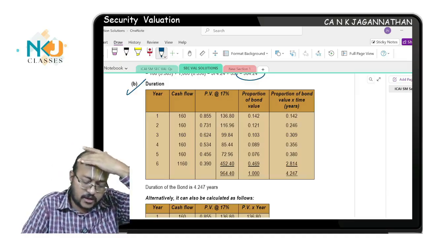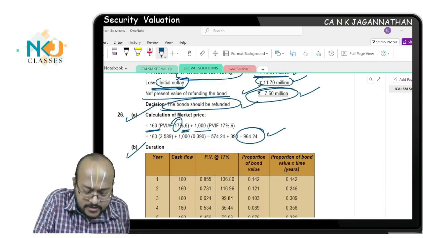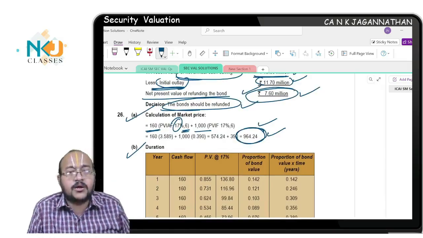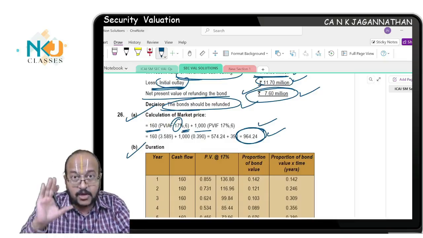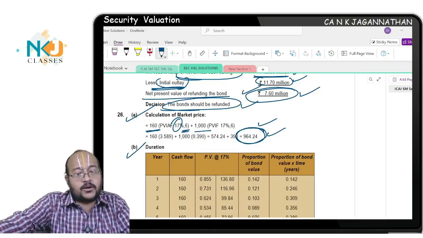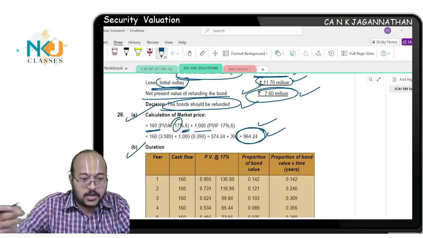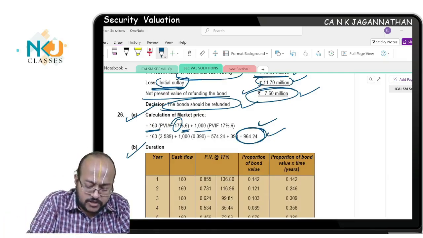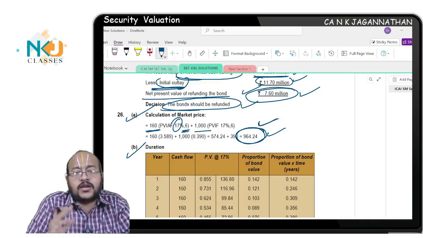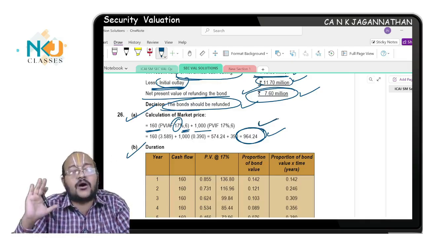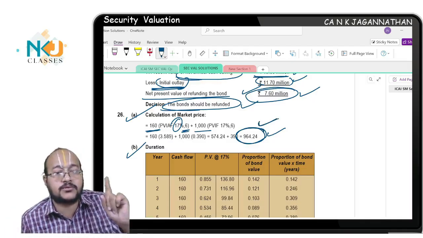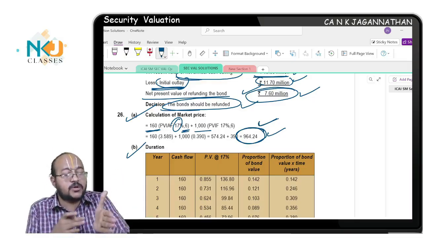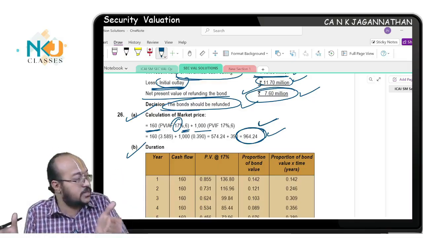Discounted payback period means, see, very simple. How much do you need to invest to buy the bond? 964.24. This will be the outflow. To initially buy the bond, how much will you pay? 964.24, which is the principal portion, the clean value of the bond, I call it. How many years will it take for me to recover this 964.24 is what duration is. See, I'll tell you, the duration is not the maturity. Maturity is something different, duration is different.